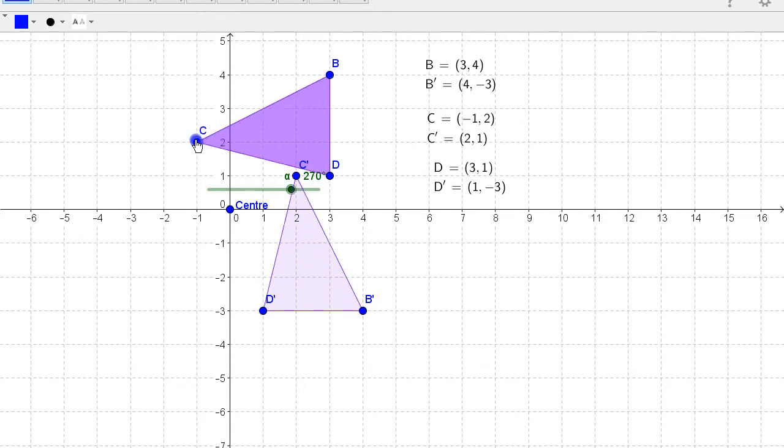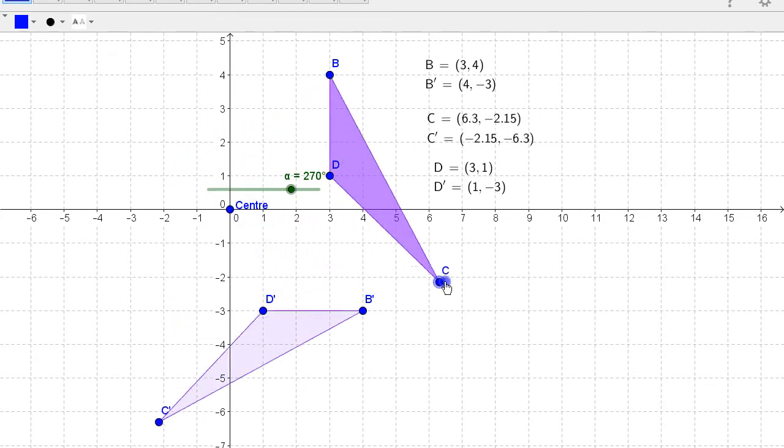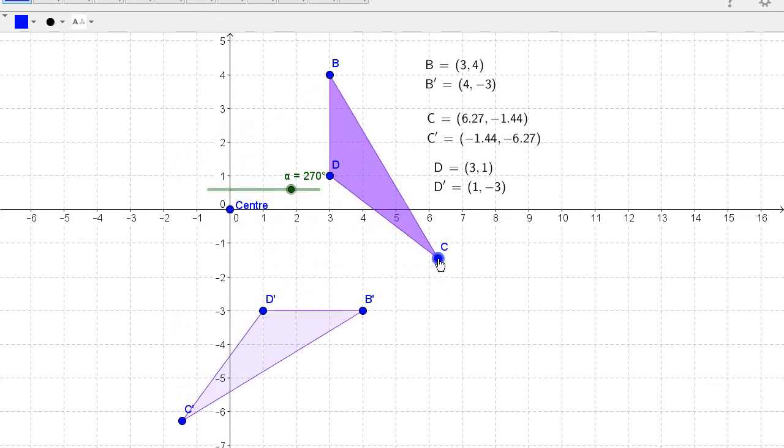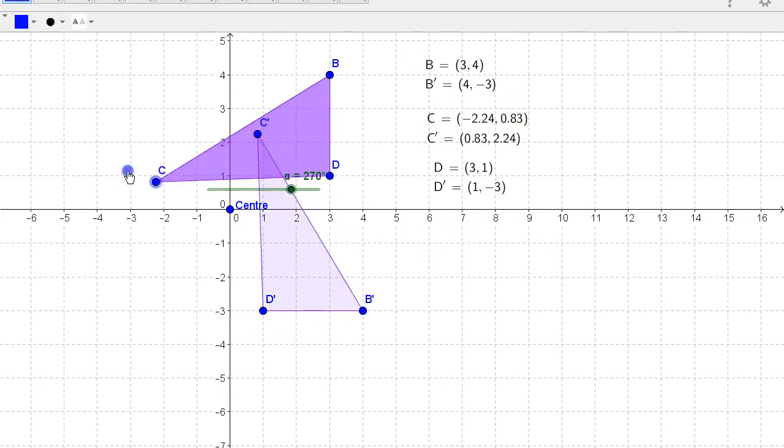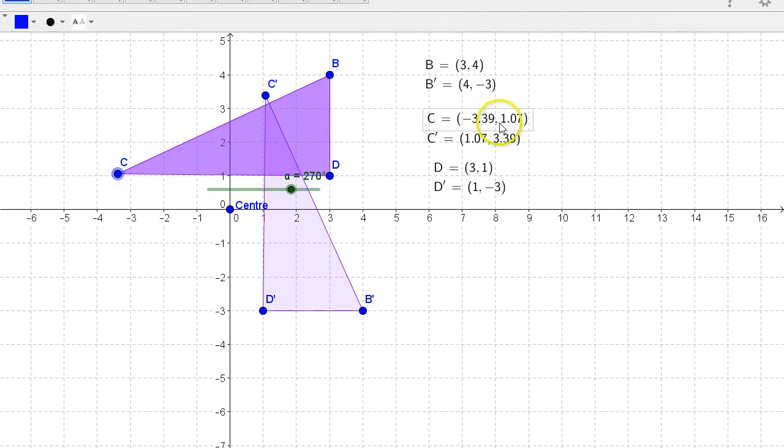And again, if I move point C, let's go left. If it's left, it's -3.39 for the x. Now the new y is positive 3.39. So again, switch the sign of that.